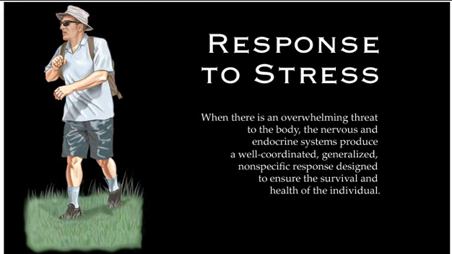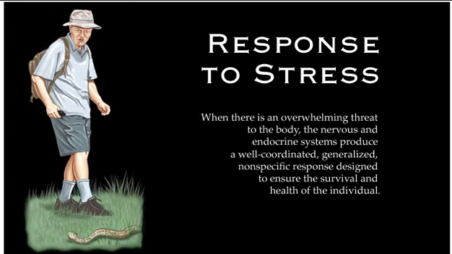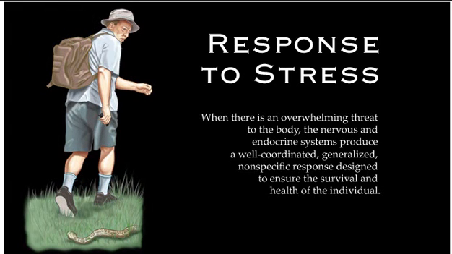When there is an overwhelming threat to the body, the nervous and endocrine systems produce a well-coordinated, generalized, non-specific response designed to ensure the survival and health of the individual.